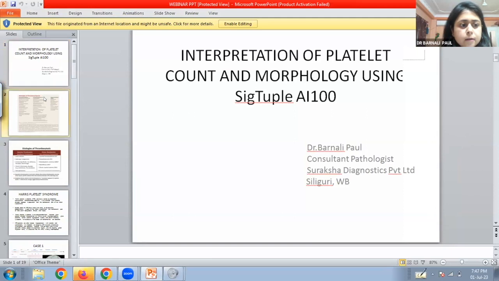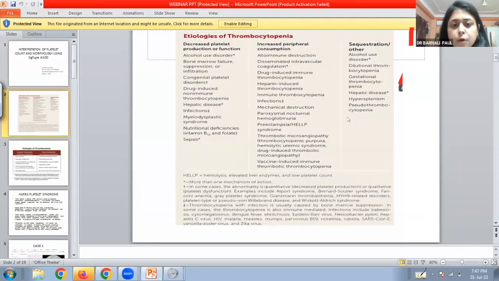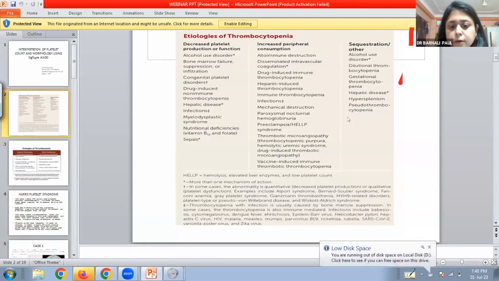But before that, I'll go through a brief introduction to platelet disorders. Starting with thrombocytopenia, as we all know, it can be categorized into 3 causes. First is increased peripheral consumption, which is seen in cases like drug-induced immune thrombocytopenia, heparin-induced thrombocytopenia, immune causes, infections, mechanical destruction, PNH, preeclampsia or HELLP syndrome, DIC, thrombotic microangiopathic purpura, and vaccine-induced immune thrombotic thrombocytopenias.